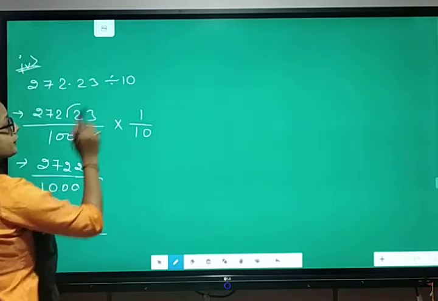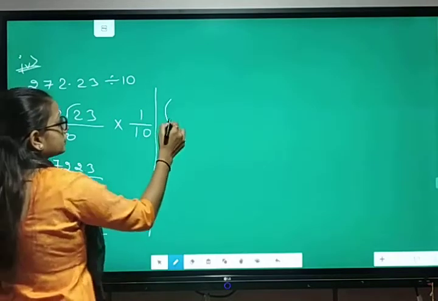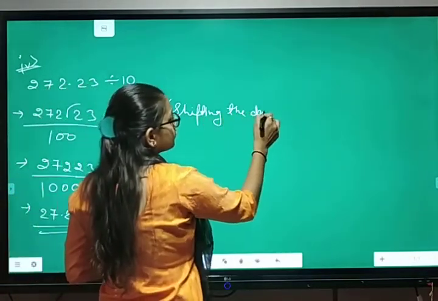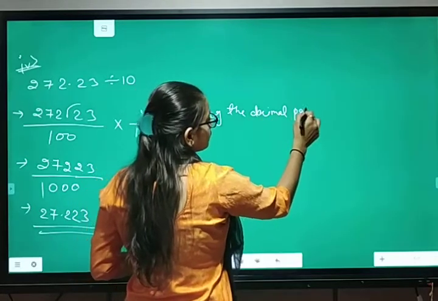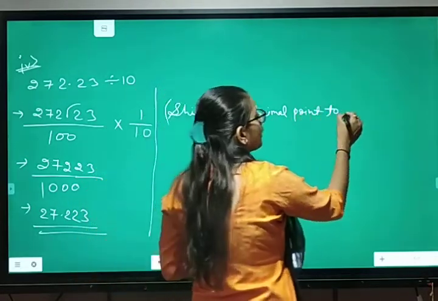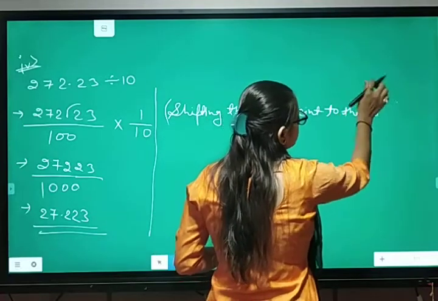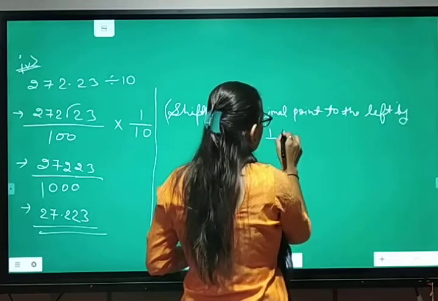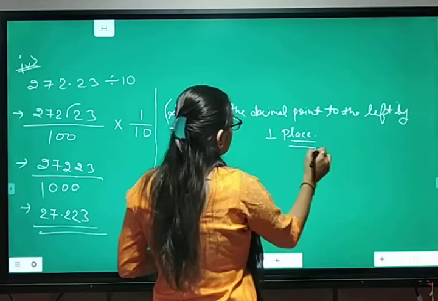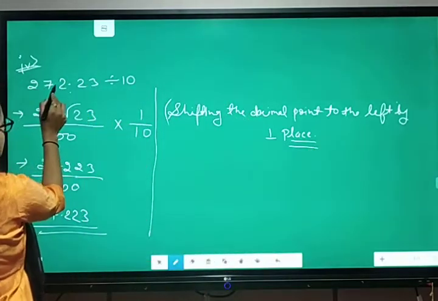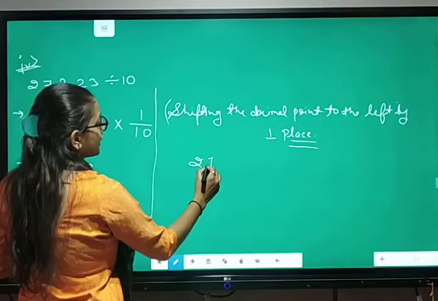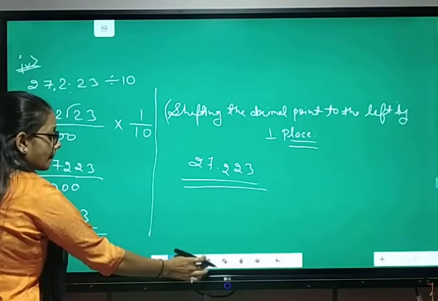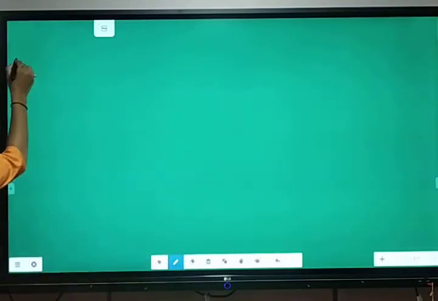Second solution is shifting the decimal point to the left by one place. So answer is 27.223. Clear, students? Next question is division by 100.